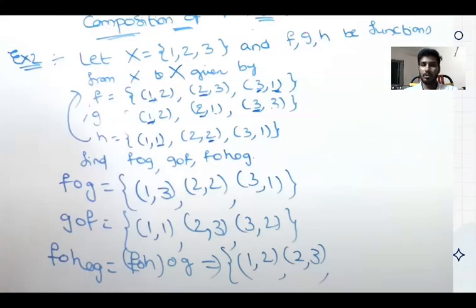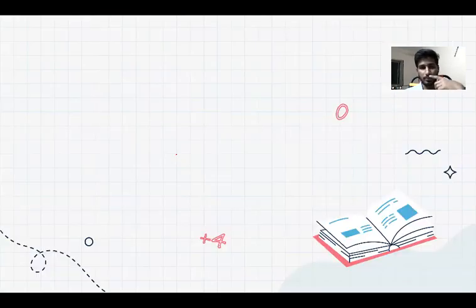Let x equal {1, 2, 3} and f, g, h are the functions. And these are the relationships. And f circle g. When we do f composition g, we get the relation (1, 3), (2, 2), (3, 1), and g circle f is (1, 1), (2, 3), (3, 2), and f of h of g is (1, 2), (2, 3).